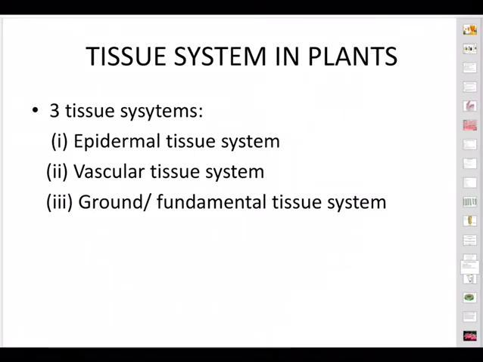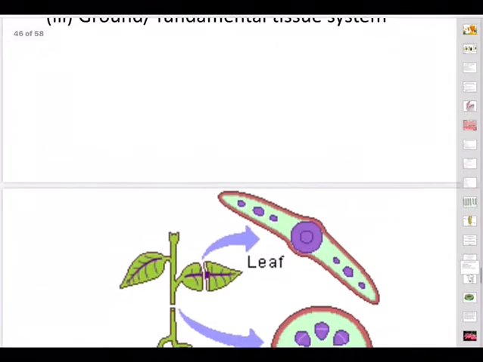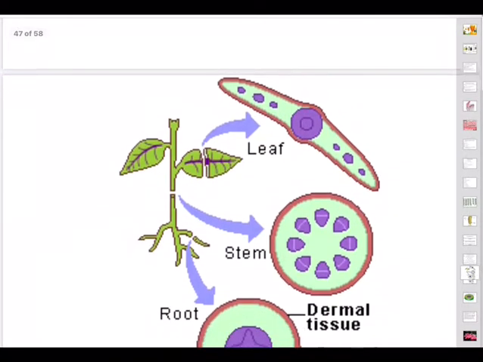What is tissue system? Tissues together form a system, and that system, which is formed by the tissues present in plants, is called tissue system. It is of three types: epidermal tissue system, vascular tissue system, ground or fundamental tissue system. We start off with epidermal.